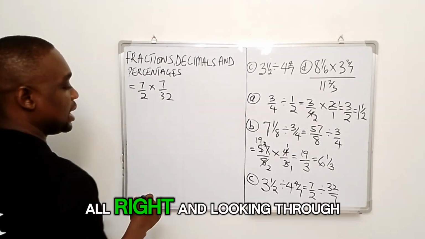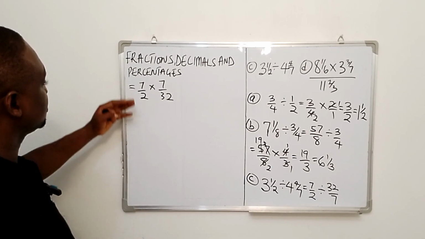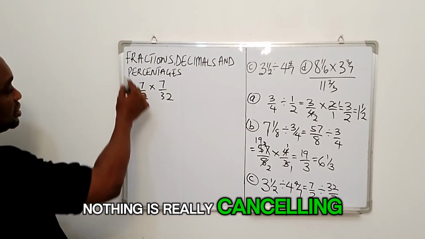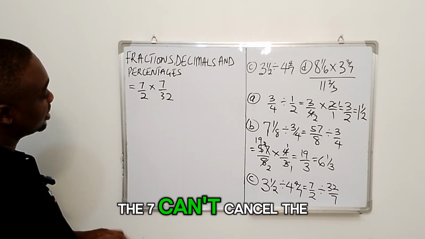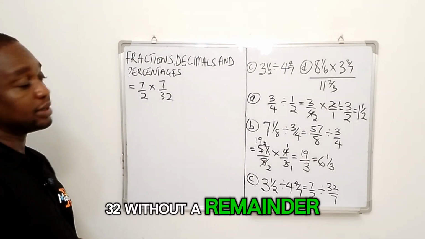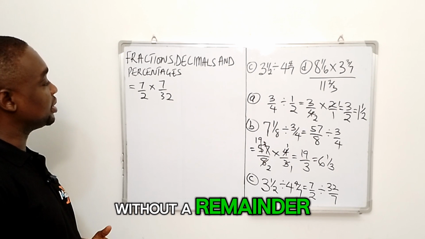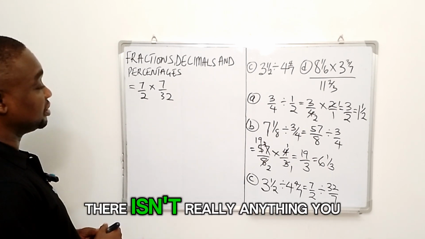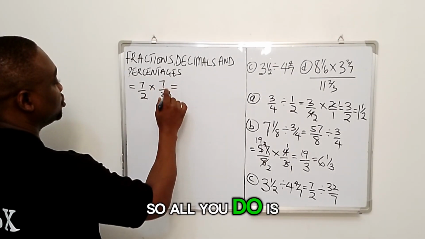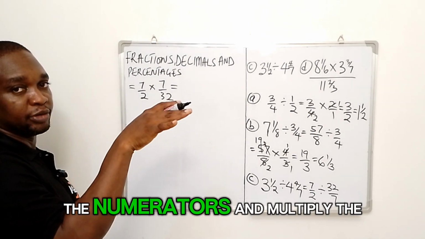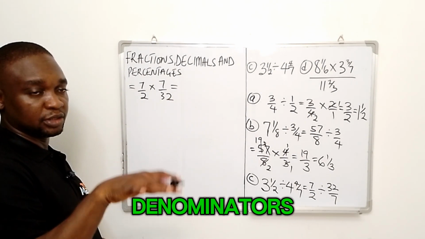All right. Looking through, nothing is really canceling. The 7 can't cancel the 32 without a remainder, and the 2 also can't cancel the 7 without a remainder. So if that's the case, there isn't really anything you can do. All you do is just multiply the numerators and multiply the denominators.